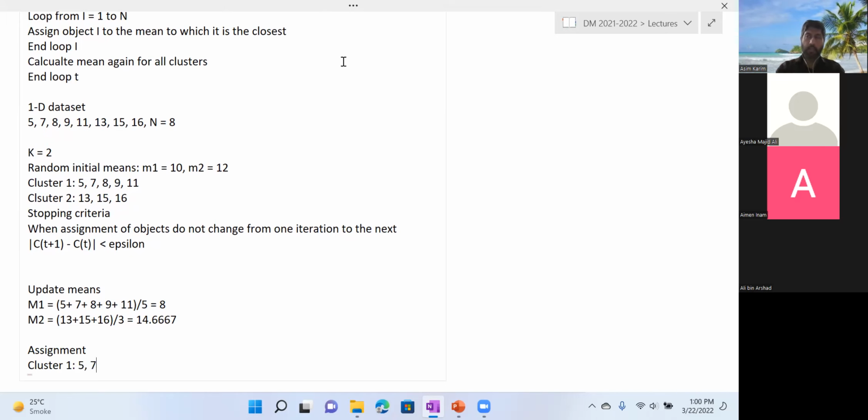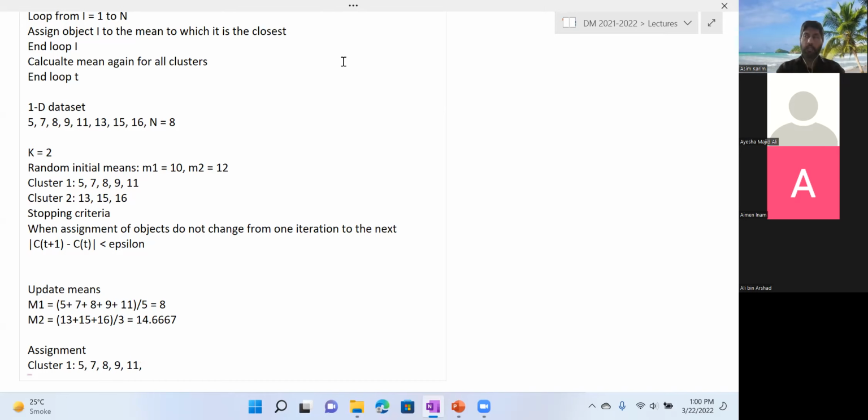7, is it closer to 8? Goes here. What about 8? Again to 8. What about 9? Again to 8. And what about 11? 11 का distance है 8 से 3, right? 11 minus 8 is 3 and 14.67 minus 11 is 3.67. तो यहाँ भी 11 भी इधर ही रहा. Actually there is no change, but let's see.